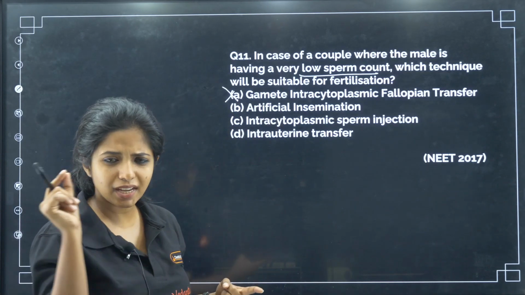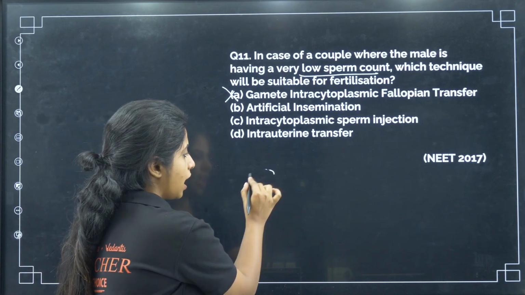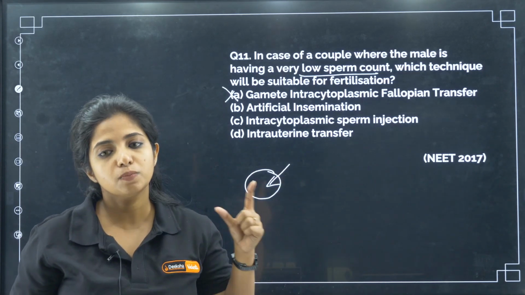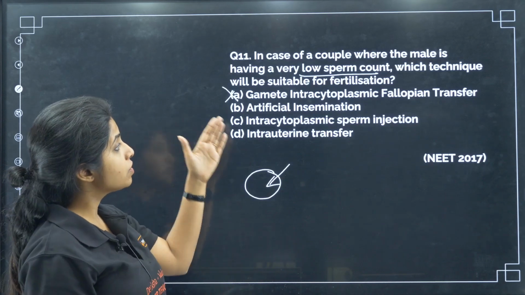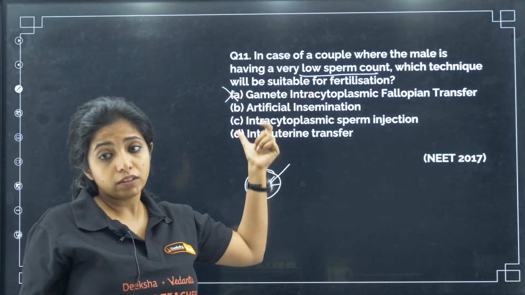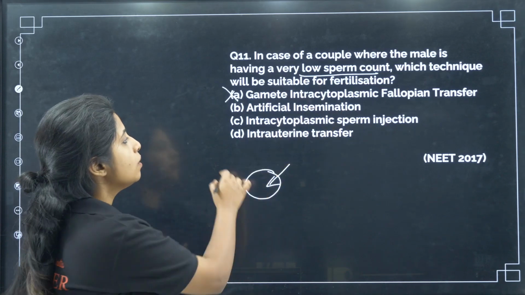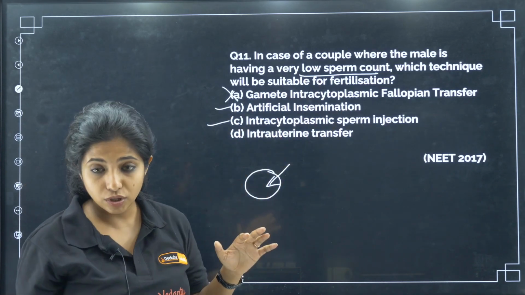We take a sperm, we take the egg from the woman and we insert it there. That is known as intracytoplasmic sperm injection. So for children who are having confusion, artificial insemination and intracytoplasmic sperm injection both work for low sperm count. So we say both B and C are correct answers in this situation.